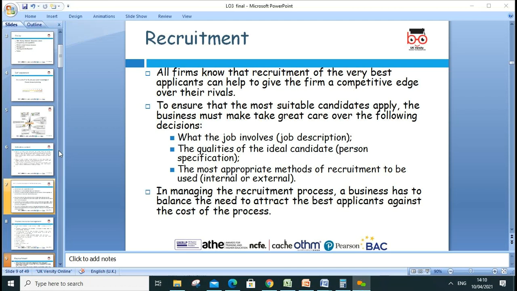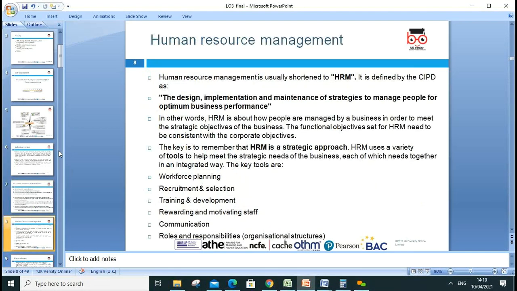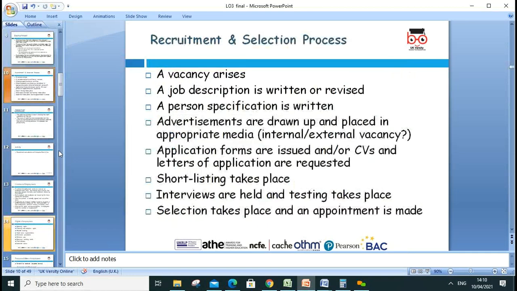So that is crucial for the organization to achieve its objective. Okay, next we look at human resources, which we discussed. Recruitment and selection: a job vacancy arises, job description, personal specification, advertise the job in the right media, internal, external. Then you shortlist your potential applicants, and then interviews take place. So that's the interview process which we discussed.